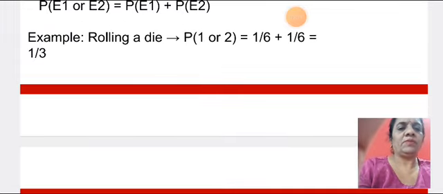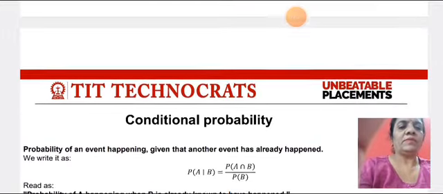For example, if we are rolling a die and we have to find the probability of getting 1 or 2, then it will be 1 by 6 plus 1 by 6, that is 2 by 6, or we can write it as 1 by 3.